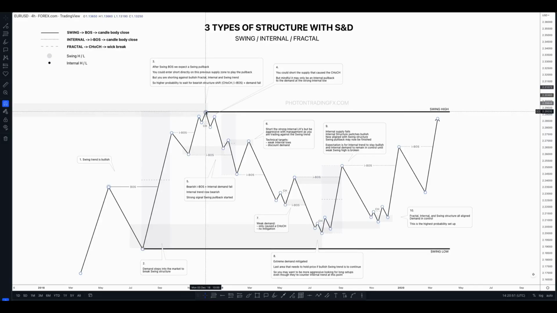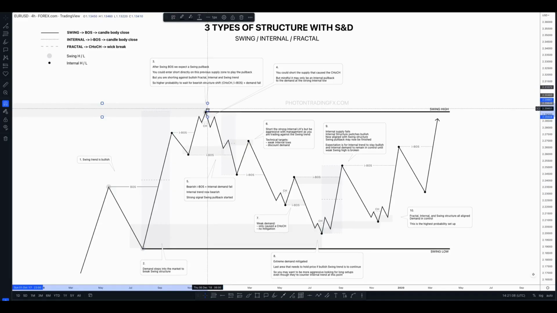Hopefully you can guess why that's quite risky. And it's risky in terms of the amount of confidence you have. Because at this moment where my mouse is, if you're trying to short, the fractal structure is bullish, the internal structure is bullish, and the swing structure is bullish. So you have to be super confident in this zone that you're trading from, right?